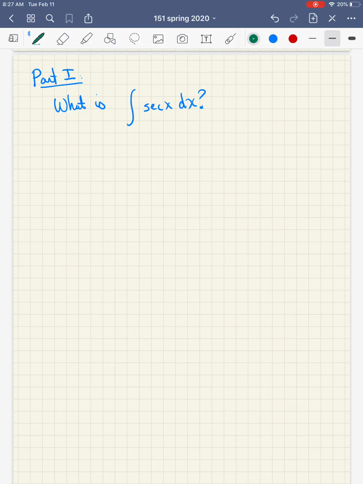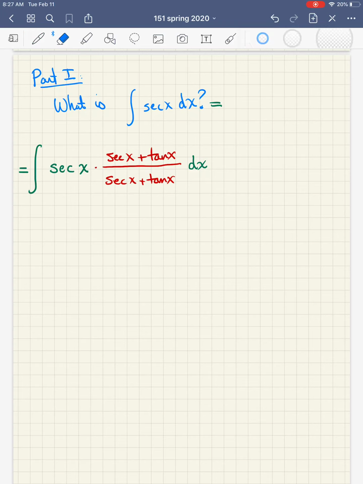Well, one thing we could do is let's sort of do our integral. Let's sort of start with our secant of x. And then what we could do is we could multiply it by something that's equal to 1. In this case, we're going to multiply by secant plus tangent over itself. Right, so this red quantity here is 1, so this whole integral is just secant of x. So we could even write kind of an equal sign up here. And this secant of x integral, well, we can keep going.